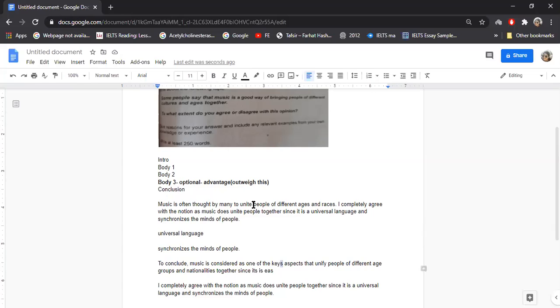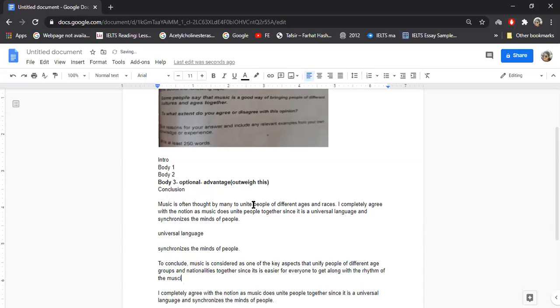As one of the key aspects that unify people of different groups and nationalities together, since it is easier for everyone to get along with the rhythm of the music, and they start to respond similarly, subconsciously. Yeah. They start to respond similarly, unconsciously.